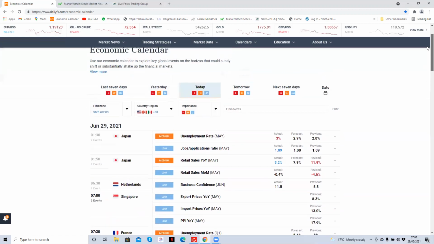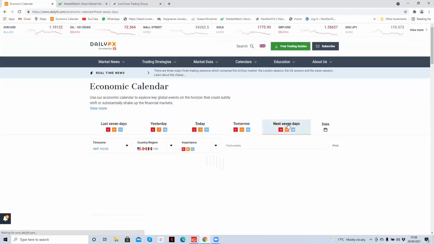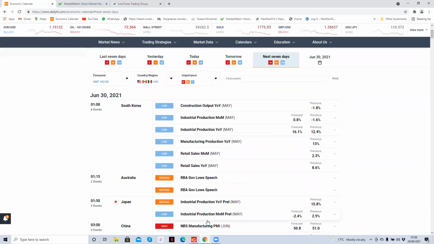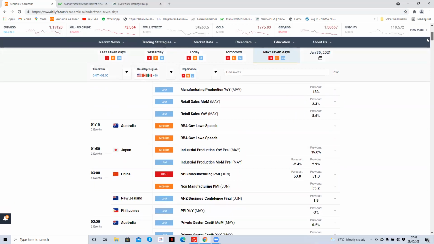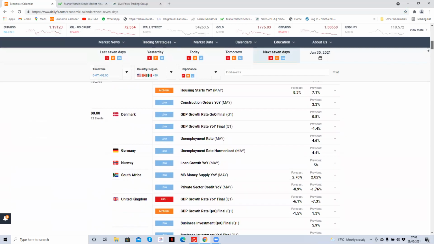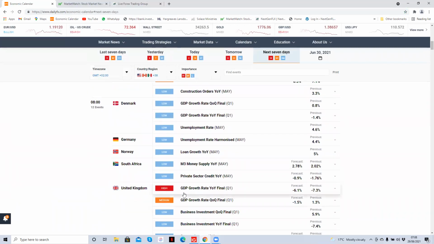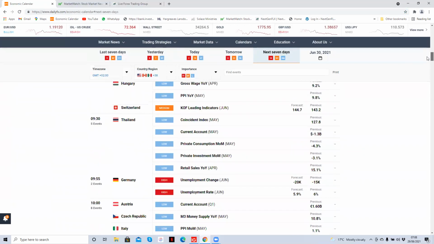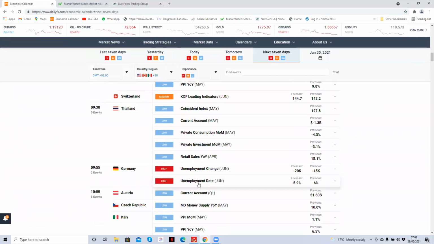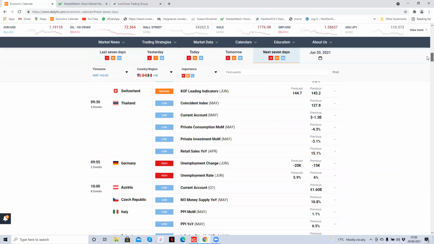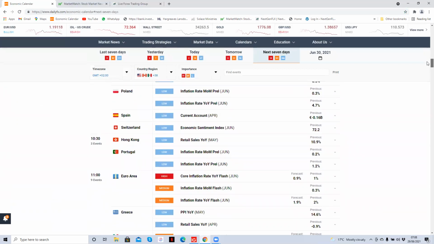Okay, so again, it's good to check the rest of the week. So go to the next 7 days. Let's see what's coming out for the rest of the week. So tomorrow is Wednesday, the 30th of June. Let's see what's coming out, if there's anything significant. We have the UK GDP growth rate, so that's quite significant coming out tomorrow. And the Germany unemployment rate. So we've got a few significant reports coming out tomorrow, and also the Euro area inflation rate.